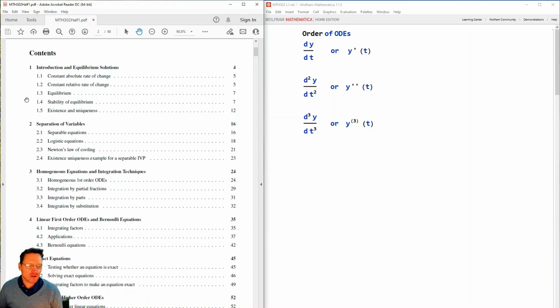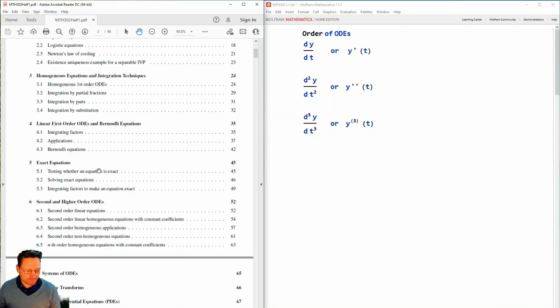So we'll cover chapter 1 of this booklet, Introduction and Equilibrium Solutions. We're first going to look at constant absolute rates of change, constant relative rates of change, and then we're going to get into equilibrium solutions of differential equations, or qualitative analysis of those differential equations, because qualitative analysis allows you to understand the long-term behavior of a differential equation without actually solving it, because sometimes they're very difficult to solve. Okay, so let's get started.